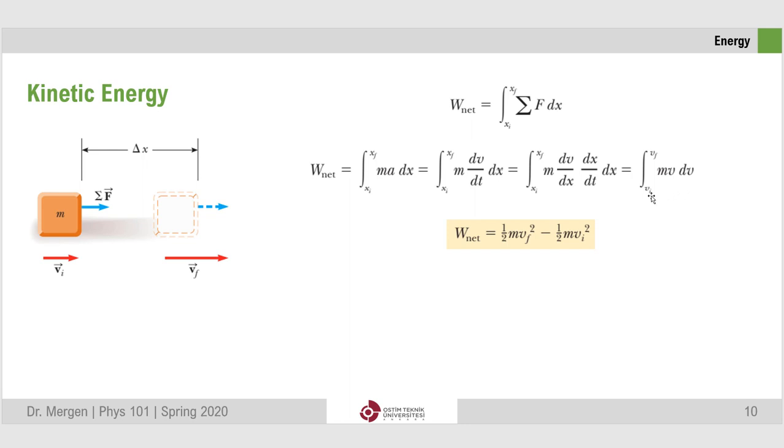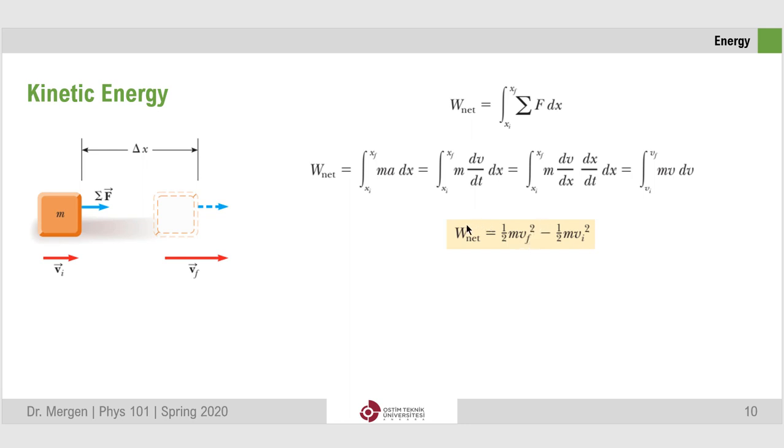So if we choose the integral boundaries as the initial velocity to final velocity, we will obtain the net work on the block as this. Be careful, we have 1 over 2 times m times the final velocity squared minus 1 over 2 times m times the initial velocity squared. Okay, now I want you to pay attention here.